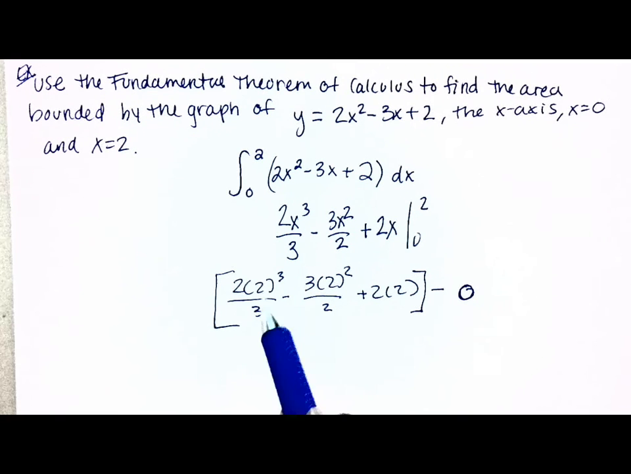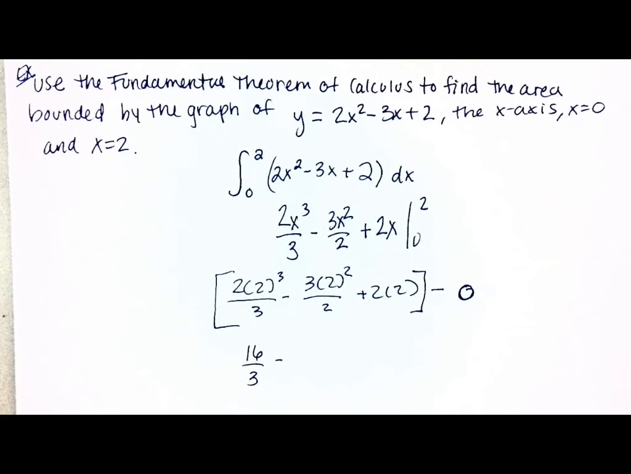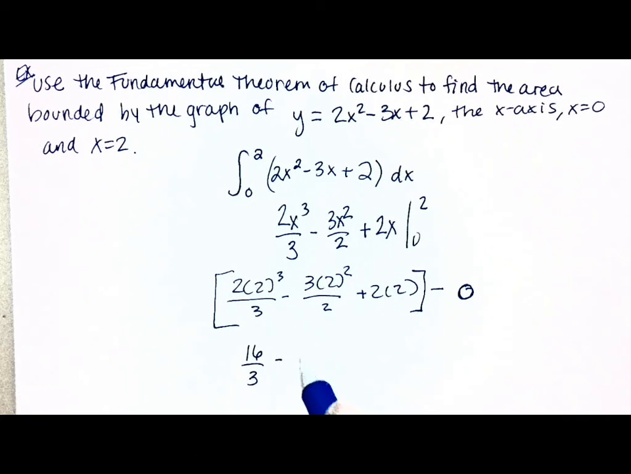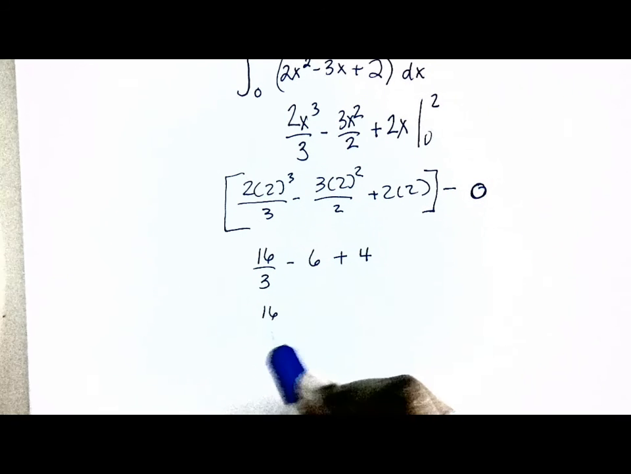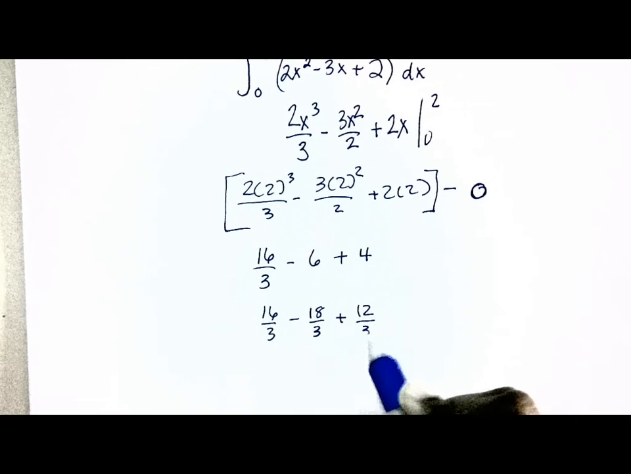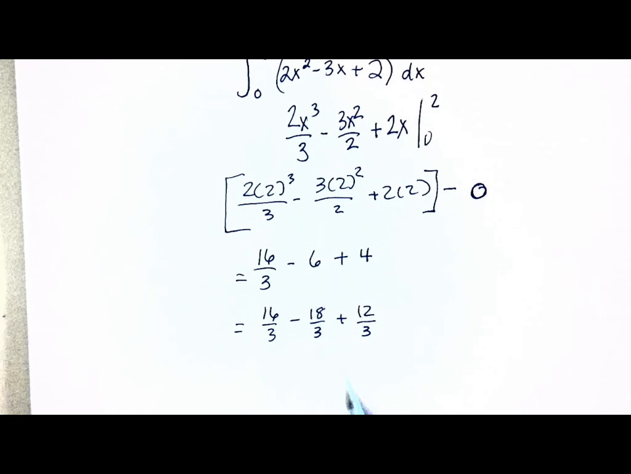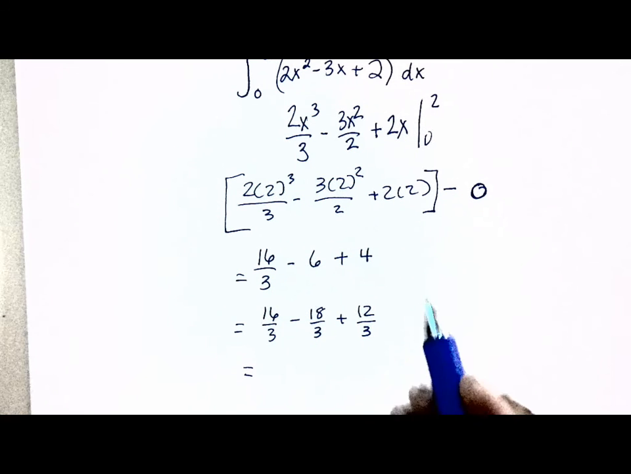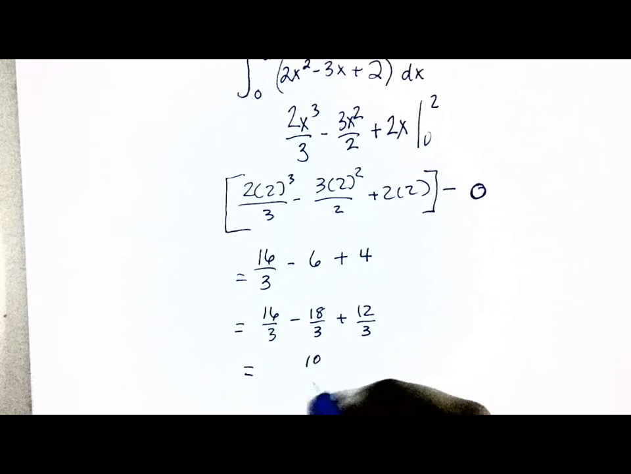Alright, here we go. 8 times 2, 16 over 3, minus 6 plus 4. 16 over 3 minus 18 over 3 plus 12 over 3. So 16 minus 18 is negative 2, plus 12 is 10 over 3. Yep, 10 over 3.